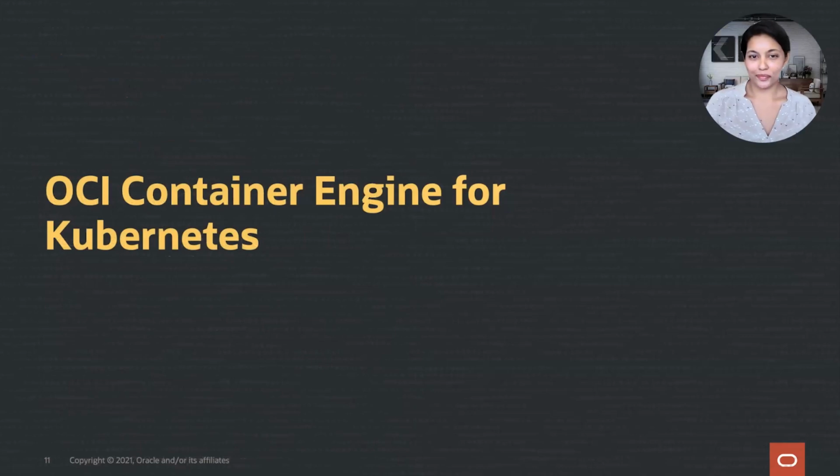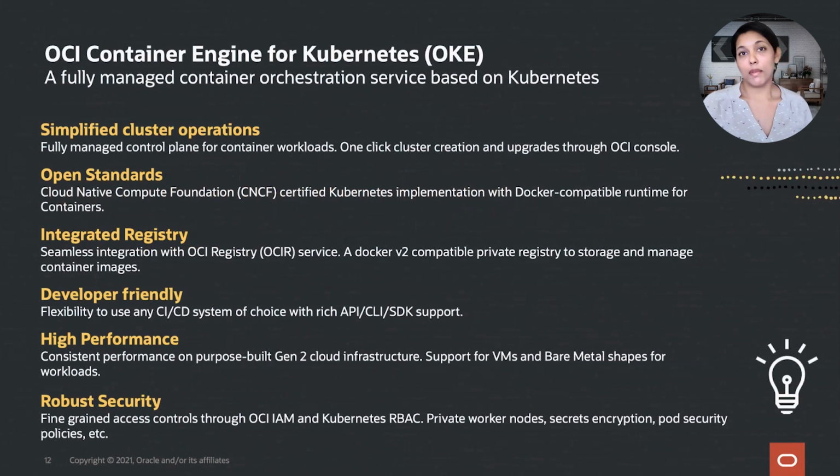Thank you, JR. So I'm going to talk to you a little bit about our container engine for Kubernetes. We like to call it OKE. The full name is OCI Container Engine for Kubernetes. It is a fully managed service that is basically upstream Kubernetes, but we've done quite a few things to simplify operations beyond what upstream Kubernetes offers.